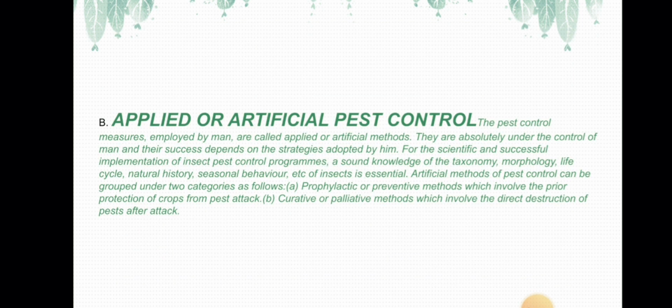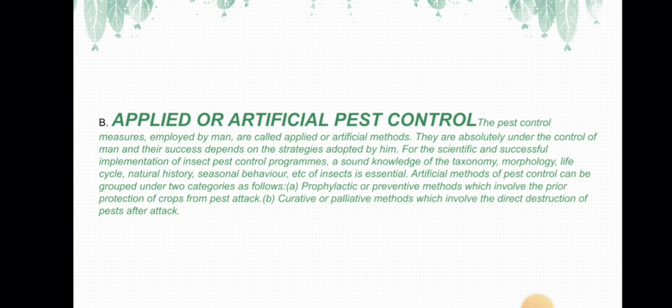And the very next method, so now we had completed the natural pest control methods, and the next one is artificial. As we said, the natural methods are related to natural factors. The artificial pest control method is employed by man, or it is artificially made. They are absolutely under the control of men, and their success depends upon the strategy adopted by them.